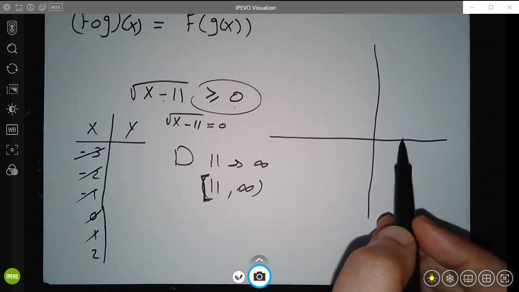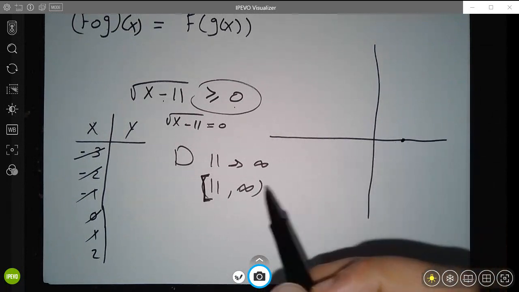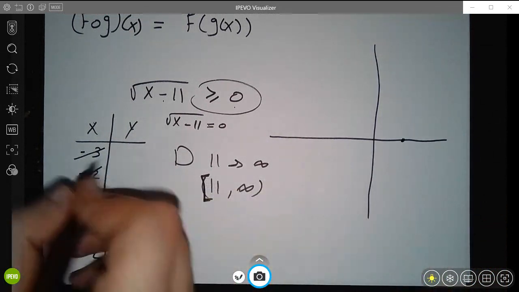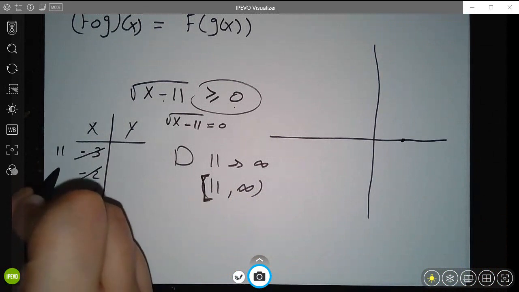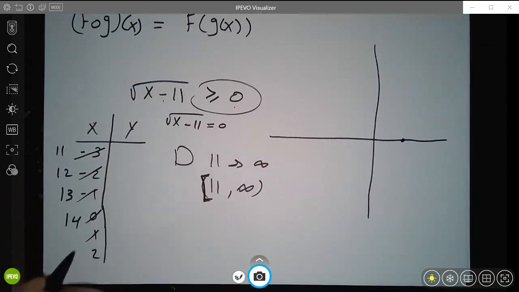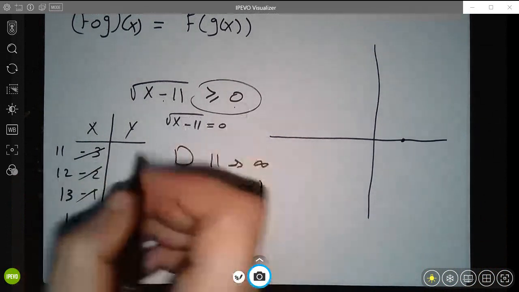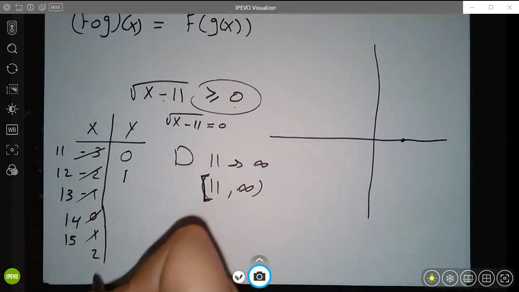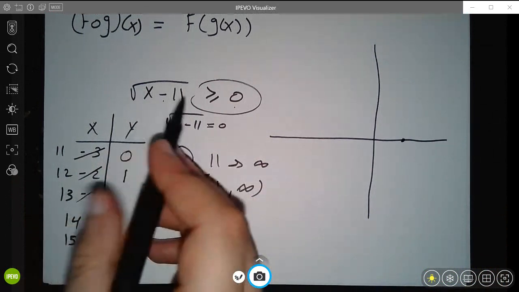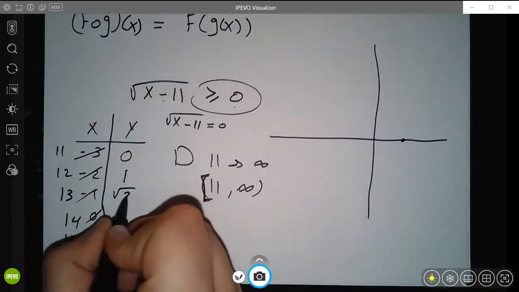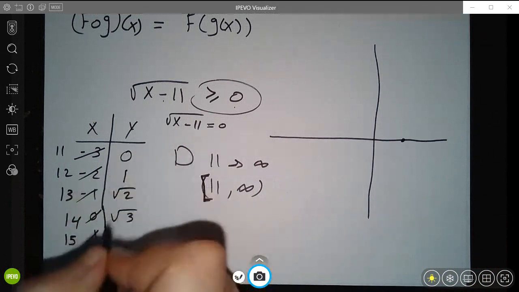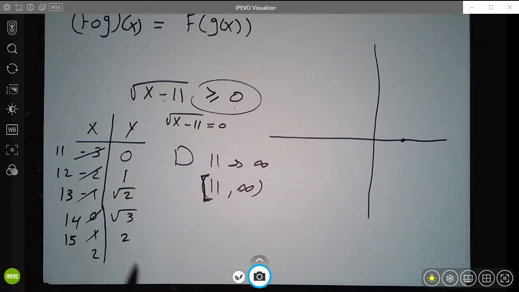You start at the value of 11. I'm just going to say it's right here, and you go all the way to infinity. But I still need to figure out my range. Yes? So even though I scratched it out, I'm going to write them right here. 11, 12, 13, 14, 15, just to have y values. So 11 minus 11 is 0. 12 minus 11 gives you 1 underneath the root, which is still 1. 13 minus 11 gives you root of 2. 14 minus 11 gives you root of 3. 15 minus 11 gives you root of 4, which is 2.